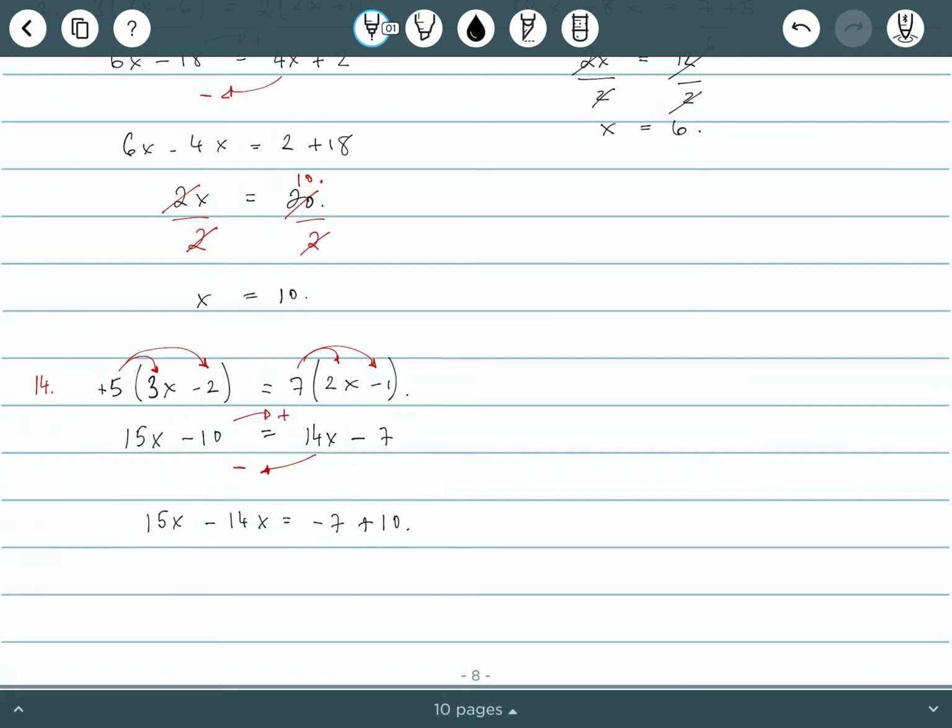15x minus 14x is x. Minus 7 plus 10 is 3. So you get x is equal to 3.